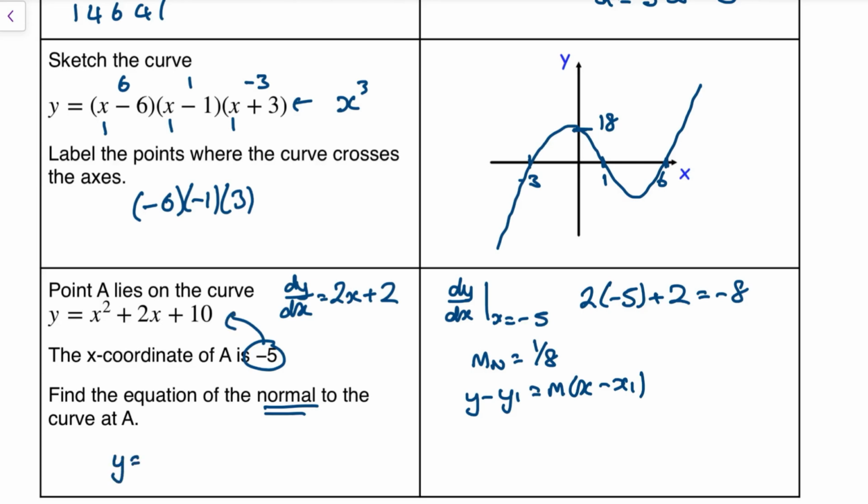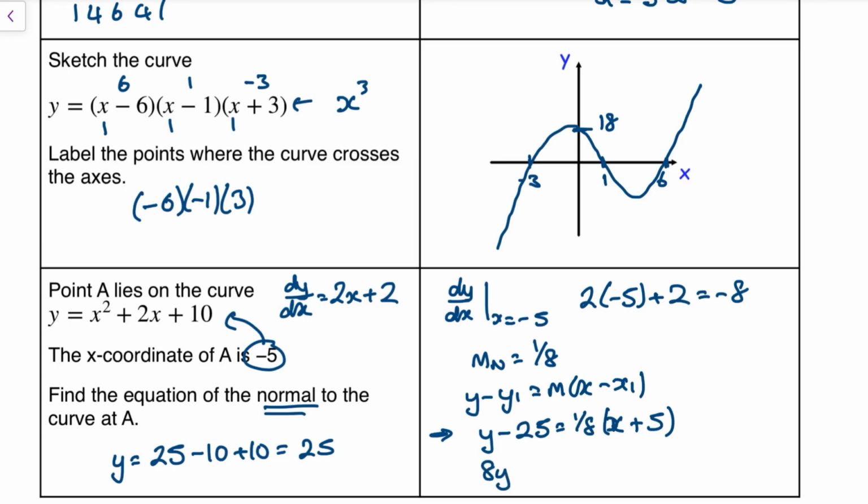So y is equal to minus 5 squared, which is 25, plus 2 times minus 5, which is minus 10, and I'm going to add the 10 back, so that's going to give me 25. So my y value is 25. So therefore, going back to here, that's going to be y minus 25 equals an eighth times x minus minus 5, which is x plus 5. Multiply both sides by 8, which is going to give me 8y minus, well, 25 times 4 is 100, so 25 times 8 is 200, equals x plus 5.